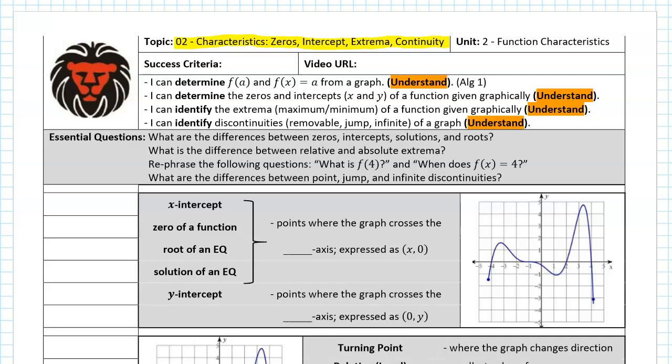This video covers topic 2, characteristics of a graph: zeros, intercepts, extrema, and continuity. Several ideas here to cover. First, we're going to take a jog back down memory lane to determine f of a and when f of x equals a, back from Algebra 1. So let's jump over to the left-hand side of our notes.